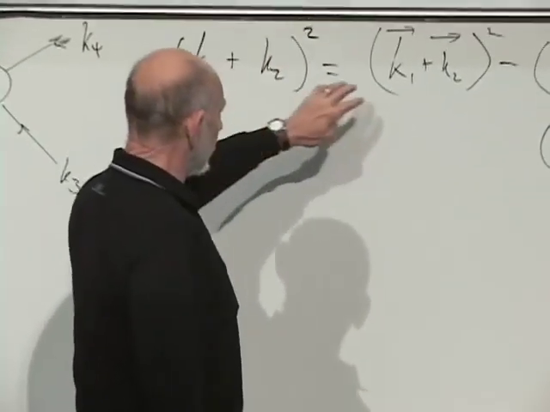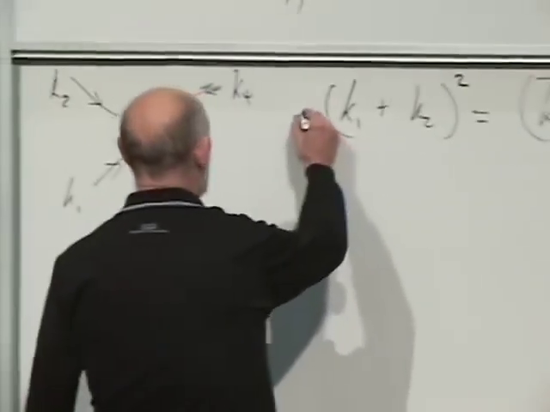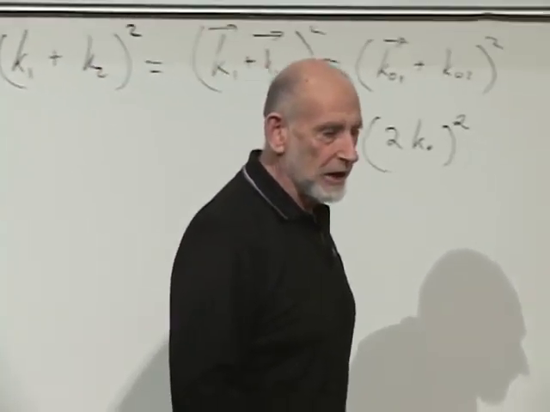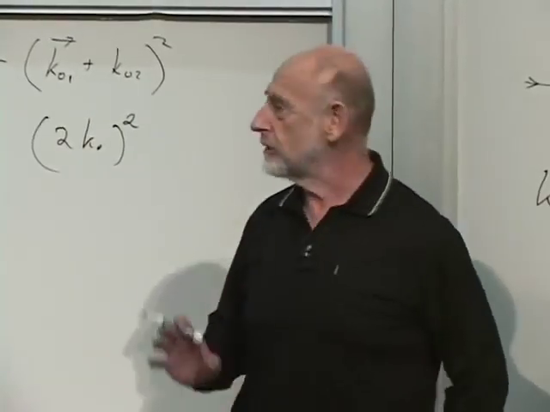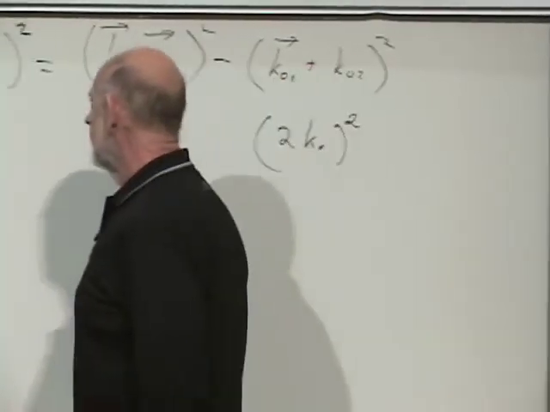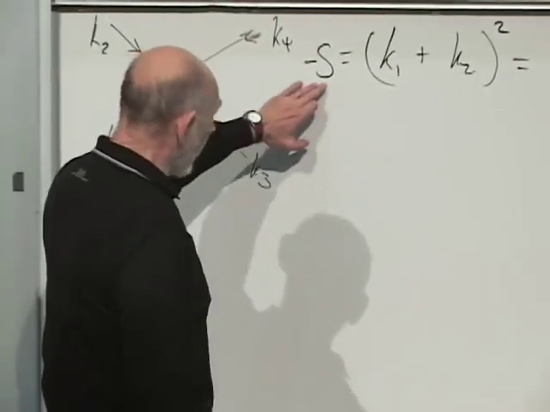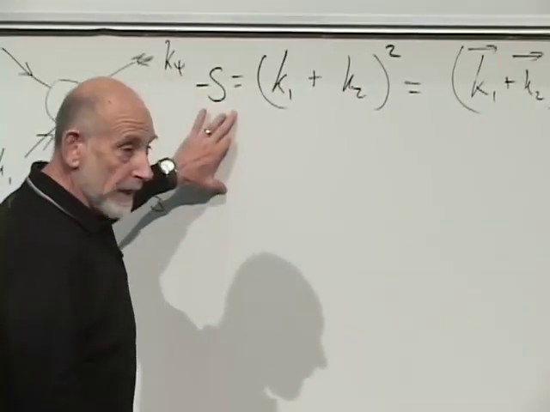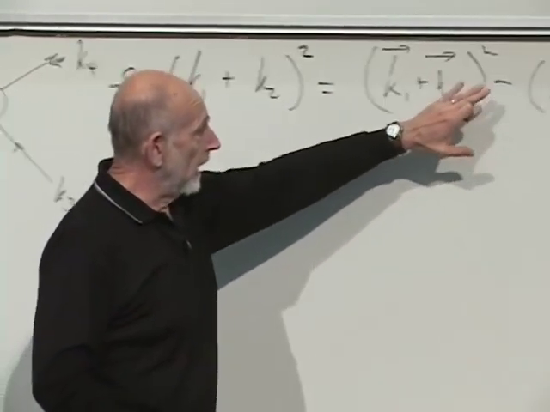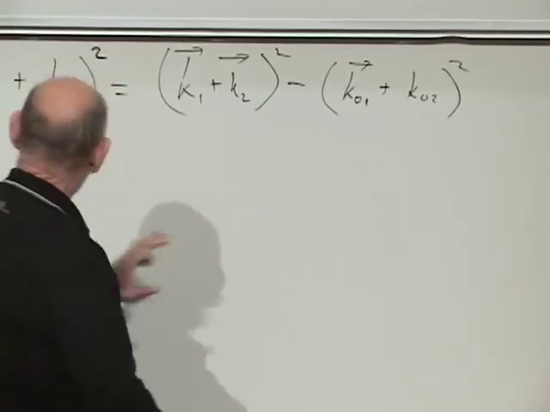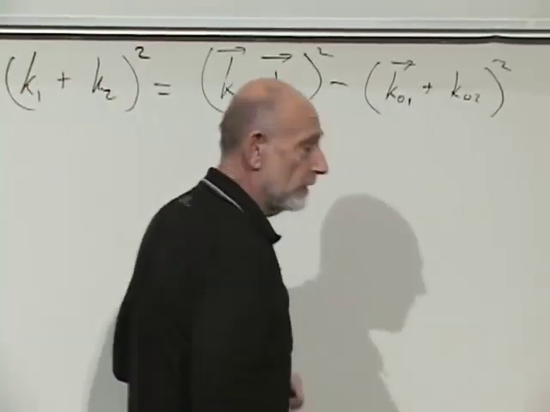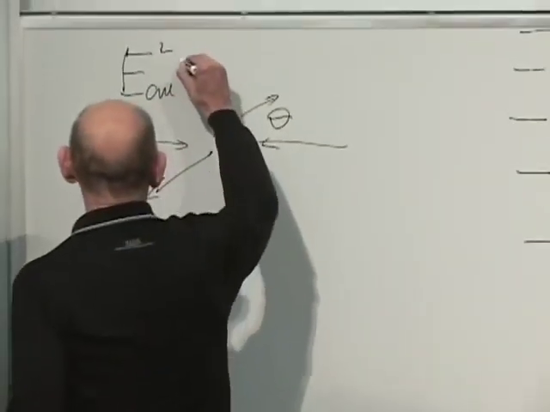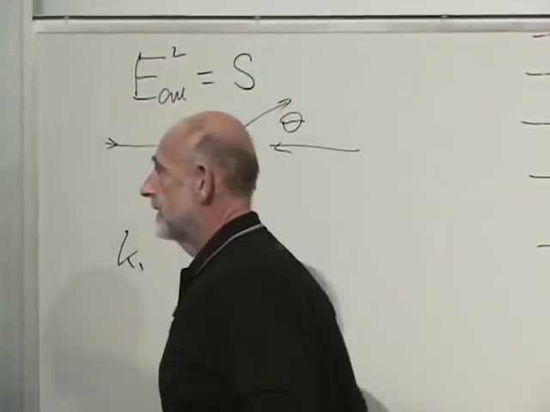So this quantity here, which is called minus S, is nothing but the square of the center of mass energy. Just look at it. Why? In the center of mass frame, this is 0, and this is just the total energy. So minus S is just minus the square of the center of mass energy. Square of the center of mass energy we call S.